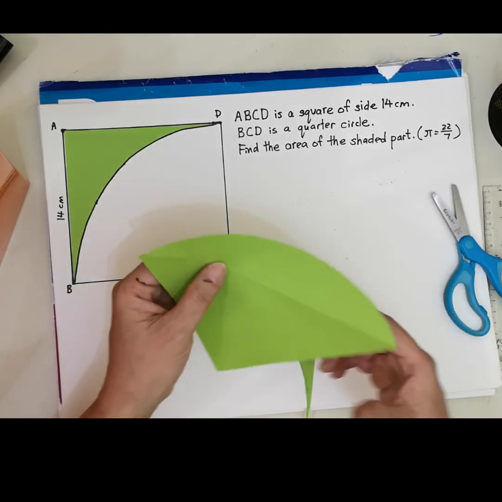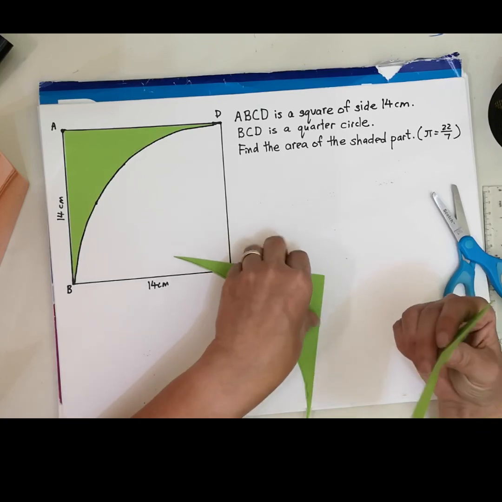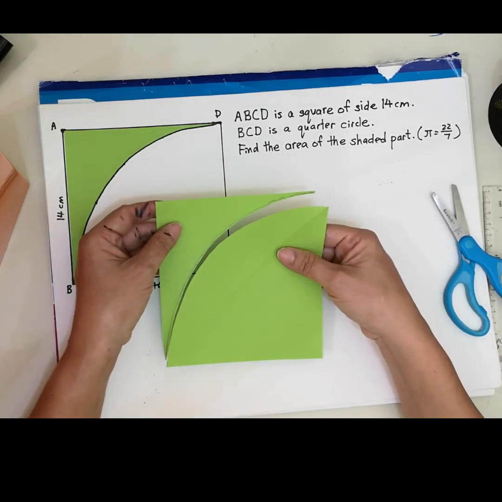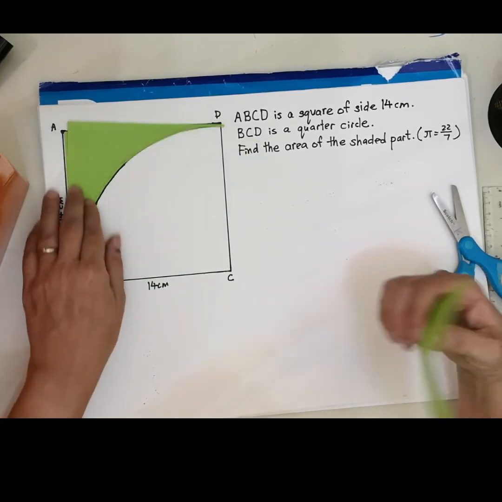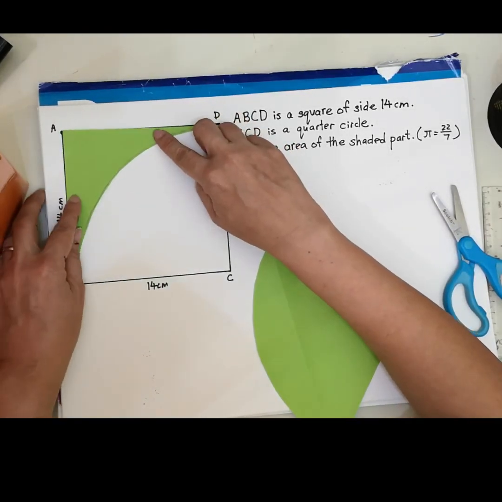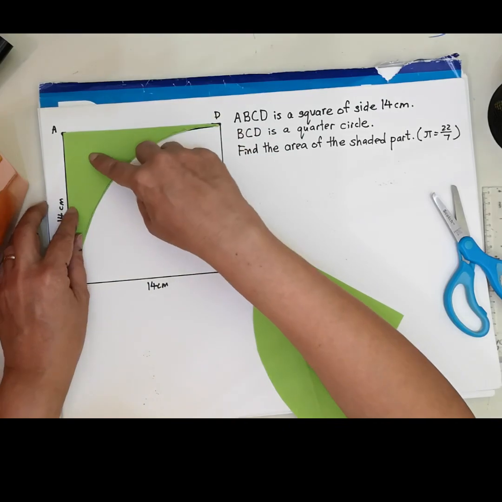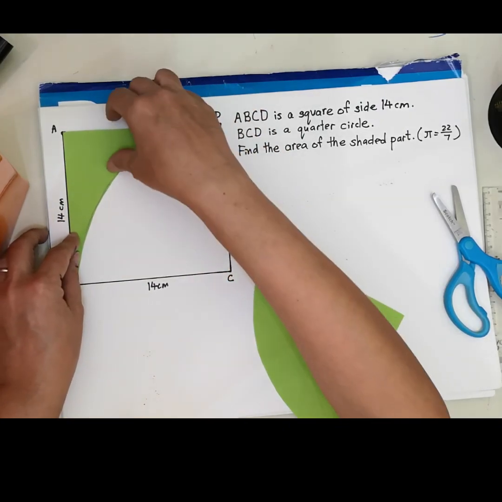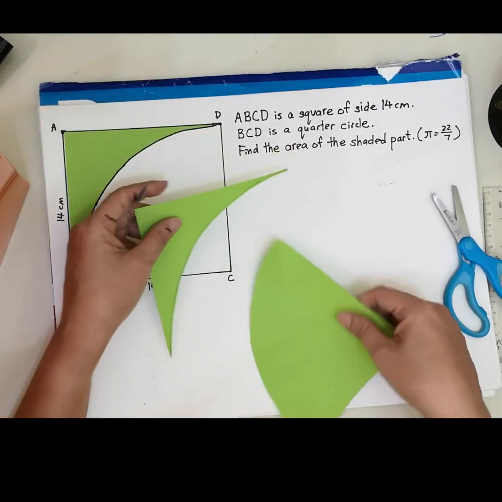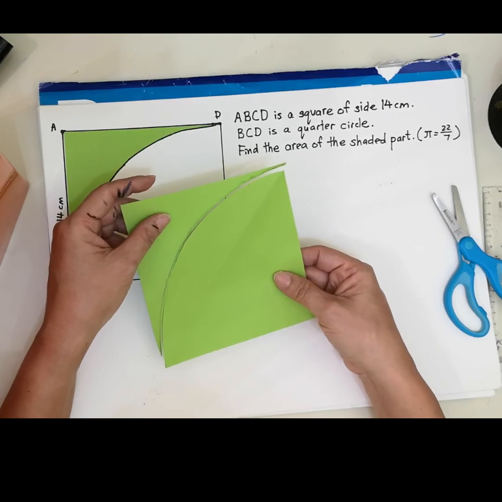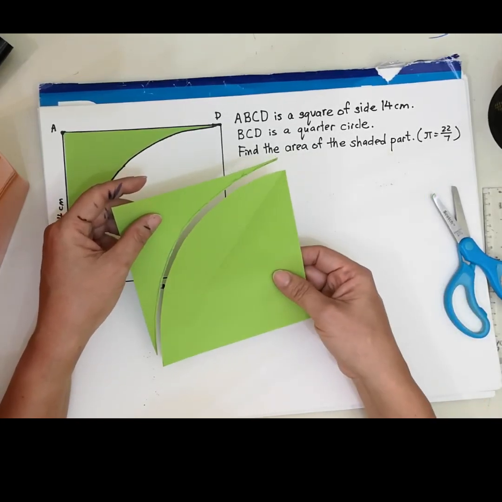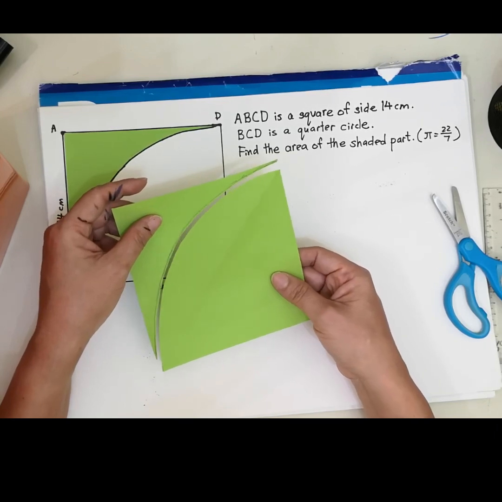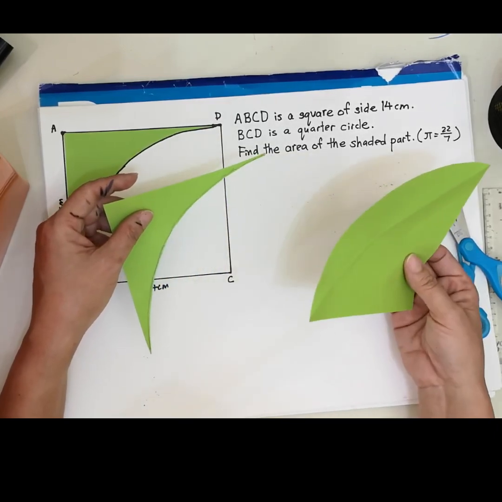Okay, and whatever is left here, after we have cut out the quarter circle from the square, whatever is left here is the area of the shaded part that we have to find in this question. So if we cut away a portion of the square here, this is the same as subtracting the area of this part that we have cut off.